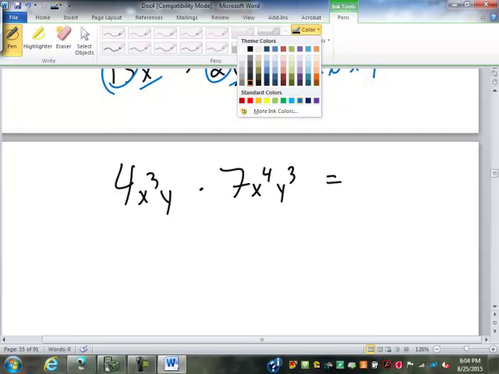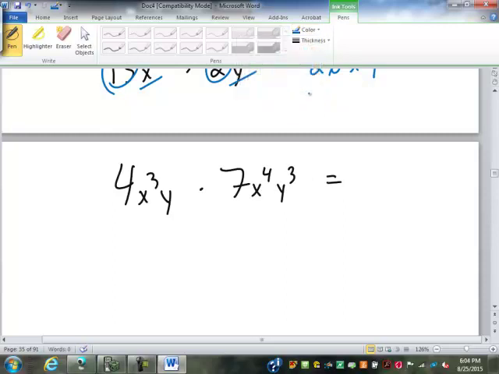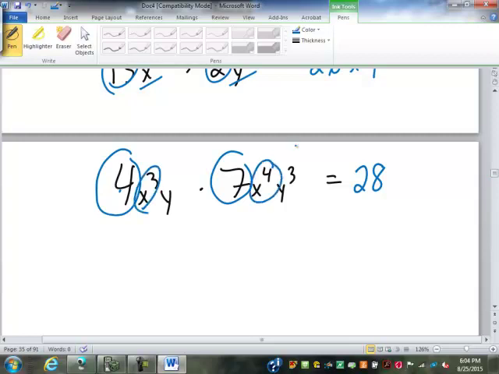Or we can have the variable appear in each term. Still going to combine the counts. 4 times 7 is 28. And then when we combine the names, we can combine each of them separately. X to the 3rd times x to the 4th is x to the 7th. Y times y to the 3rd. Remember, that's really y to the 1, so this will be y to the 4th. 1 plus 3 is 4.